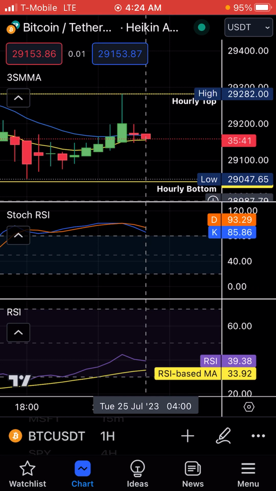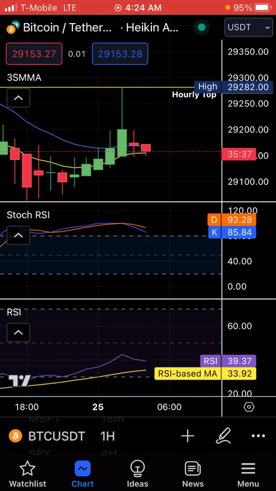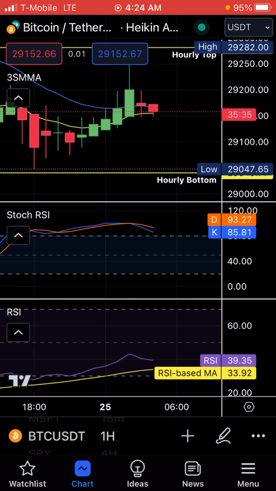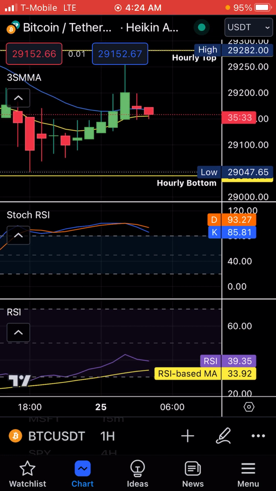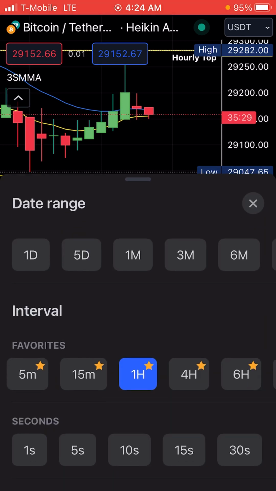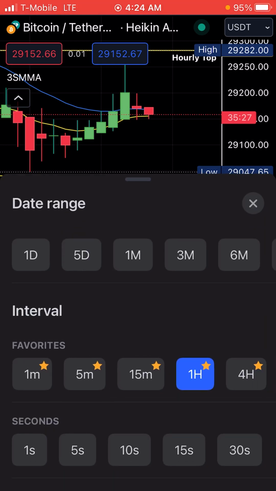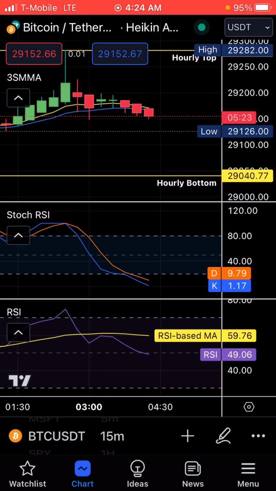And you want to make sure you're also looking at your stochastic RSI. You want to make your moves when they get close to those points. So since we have our hourly top, you want to zoom in a little bit closer. You can do it on the 15 minute, or the 5 minute.